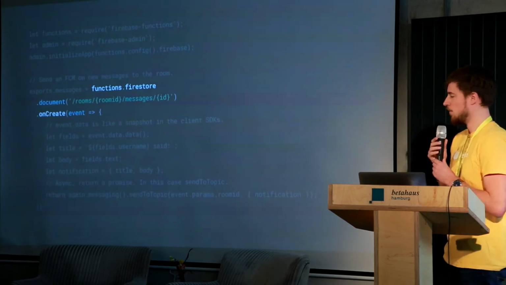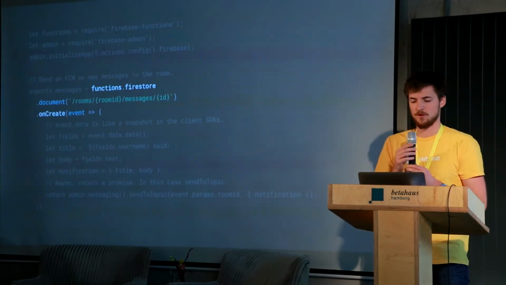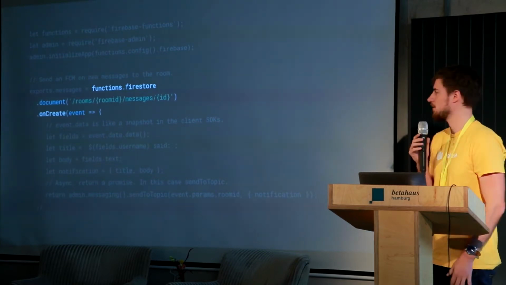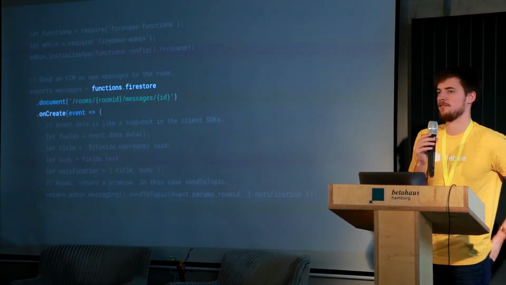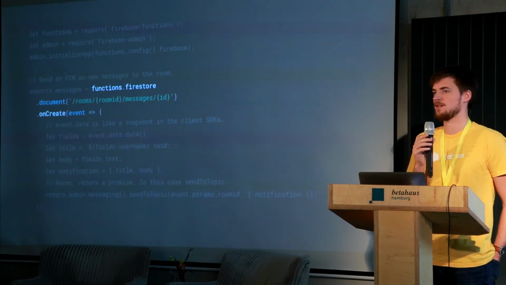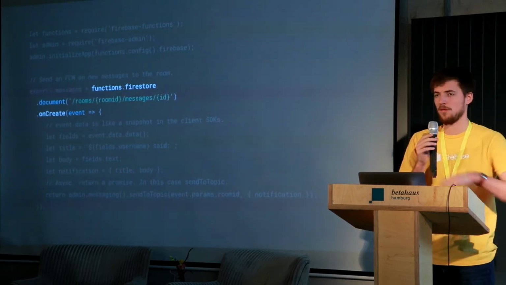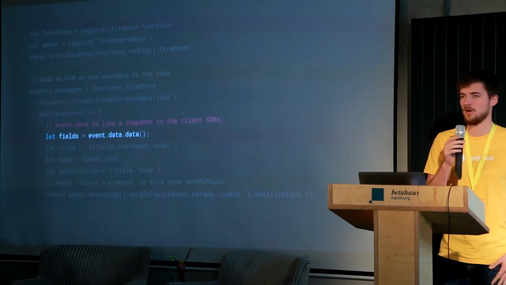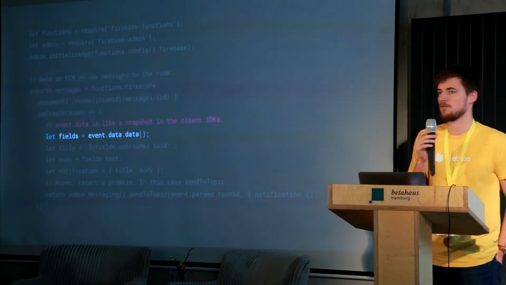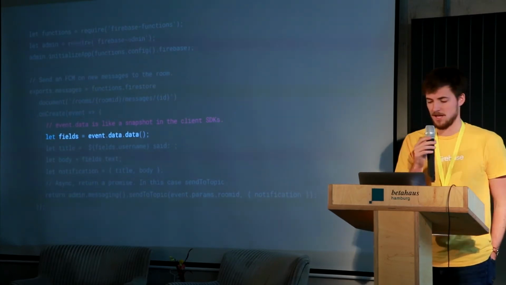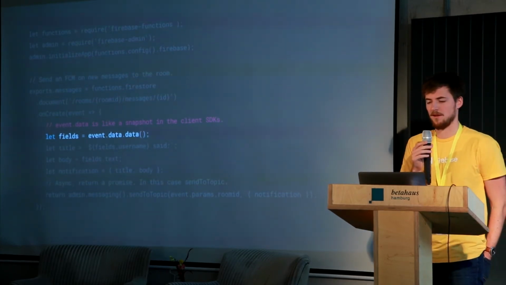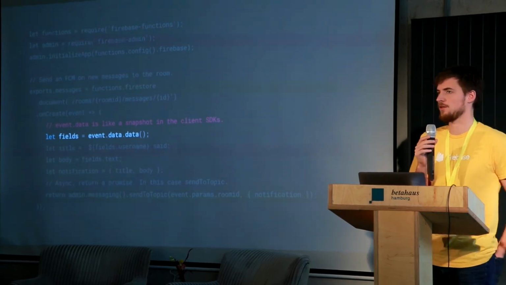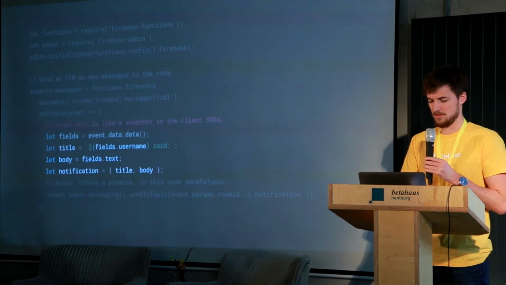So we'll pass in the function, and we get an event parameter passed in. This is a very typical pattern for cloud functions. The event parameter exposes all of the metadata associated with this kind of function. In the case of Firestore, it will actually provide you with the data that was just written to the document. It's very similar to how it works in the client SDKs. So we can use that event data to get the fields that were written in the message.